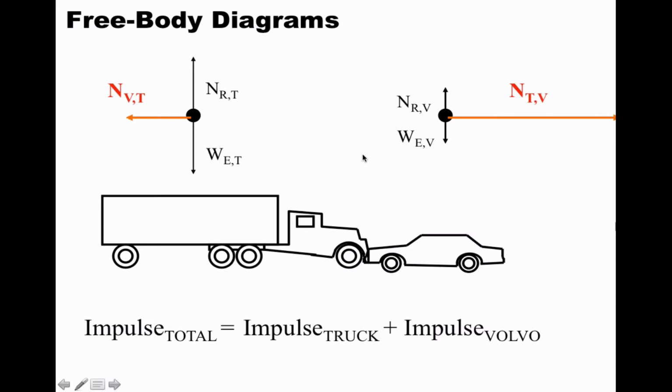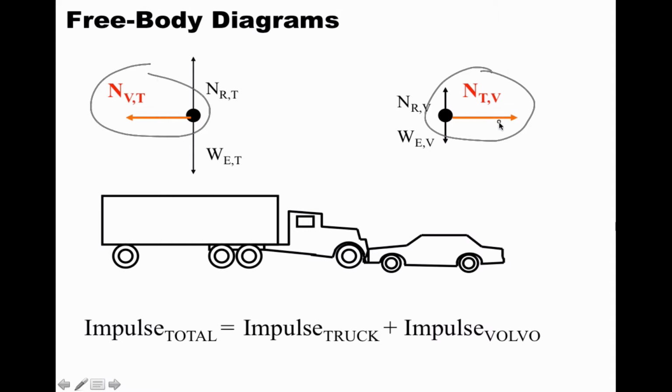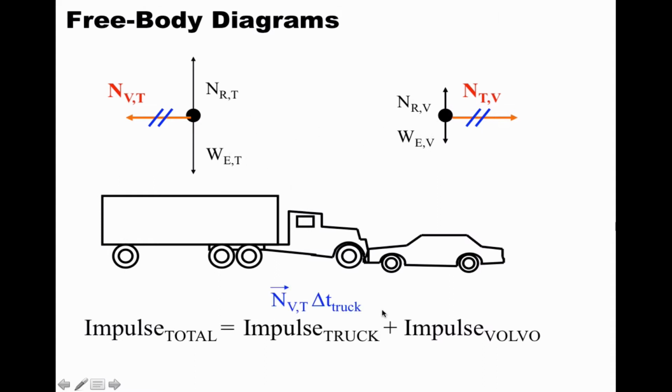Think for a second. Are these free body diagrams correct? I hope you said no. No, Mrs. Bauer, they're not correct. These two forces, this one and this one, are Newton's third law pairs, which means that they have to be equal in magnitude and opposite in direction. Since the truck pushes the Volvo and the Volvo pushes the truck, they have the same time of impact.